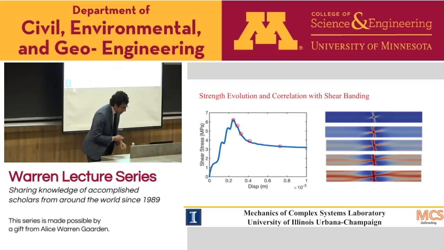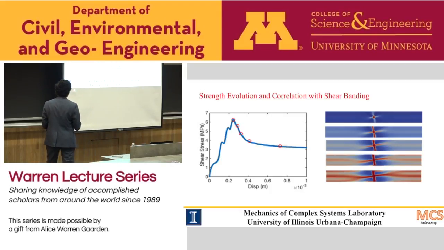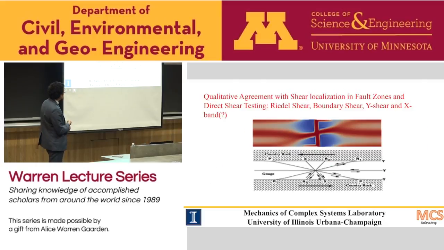And do we see something like this? This is from Logan, 1987. This is a schematic of the shear patterns we see in fault zones. So you have the through-going Y shear, a boundary shear, Riddell shear 1, Riddell shear 2, and an X band. We didn't get everything here because, of course, it's a function of the initial condition and the heterogeneity of the system, but at least we get the Riddell shear, the boundary shear and the Y shear, and somehow we also get this X band.